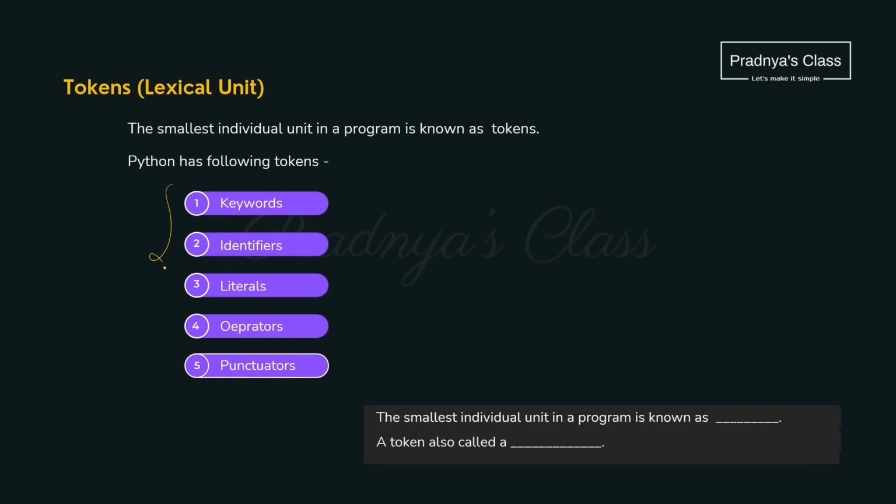Here is a list of tokens in Python. The first is keyword, the second one is identifiers. Here is the third one, that is literals. The fourth is operators and fifth one is nothing but punctuators. Out of this, identifier and operator is very important.